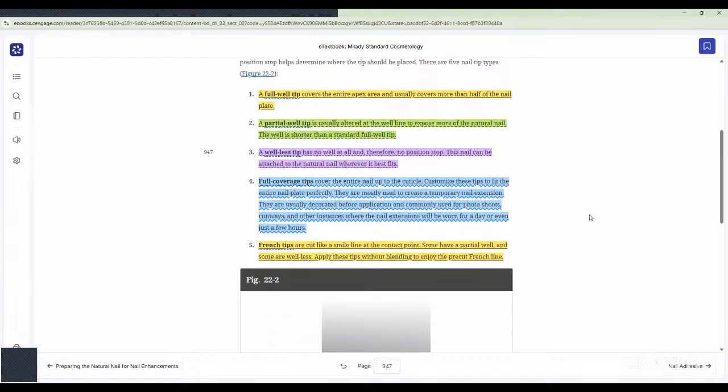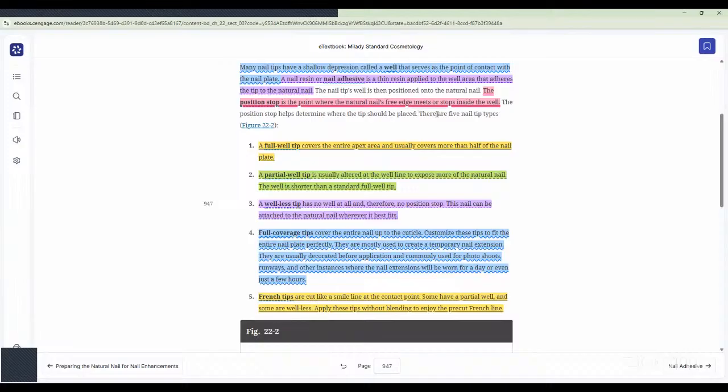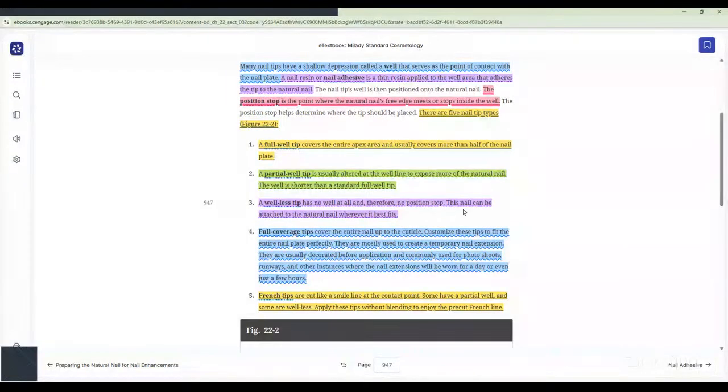Let's look at some of the nail tip types, and this is something you would need to know as well. A full well covers the entire area of the nail. A full well covers more of the nail plate. A partial well is usually altered at the well line to expose more of the natural nail, so kind of giving you a 50-50. A well-less tip has no well at all and therefore no position stop. So it just doesn't have a barrier.